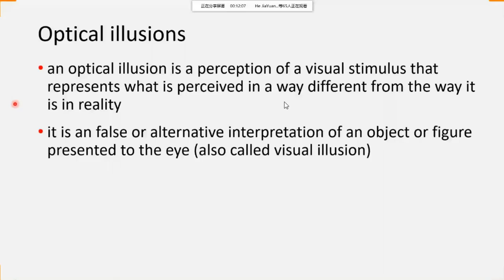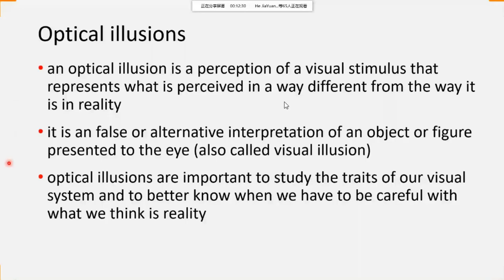Therefore, we can say it is a false or alternative interpretation of an object or figure presented to the eye, also called visual illusion. So these are synonym words, optical illusions or visual illusions, that is the same. Optical illusions are important to study the traits of our visual system and to better know when we have to be careful with what we think is reality. So sometimes we cannot or should not trust our senses. We have to think twice. Is this really what's going on in reality, or is it an illusion that is created by our mind, for example?